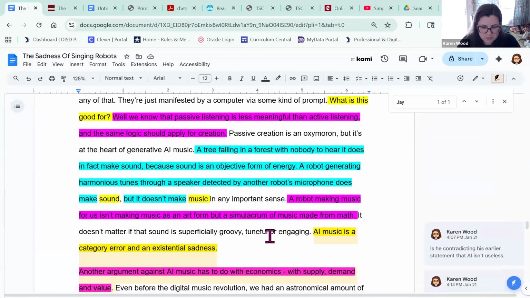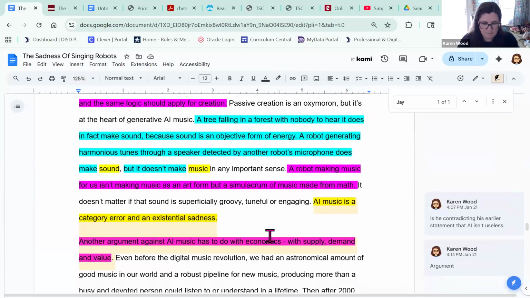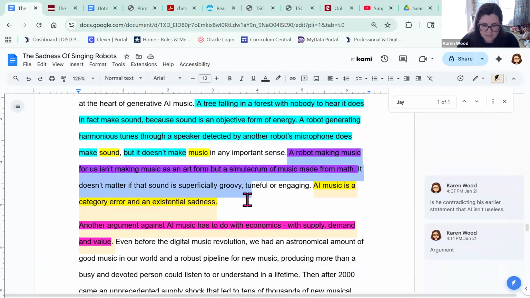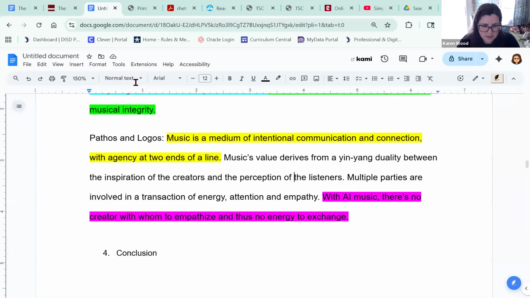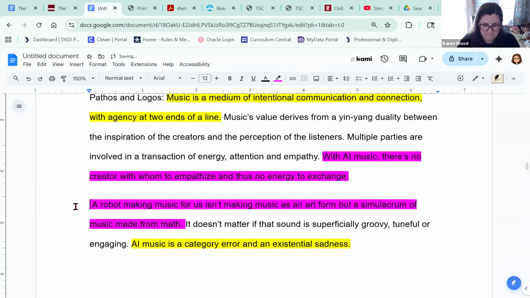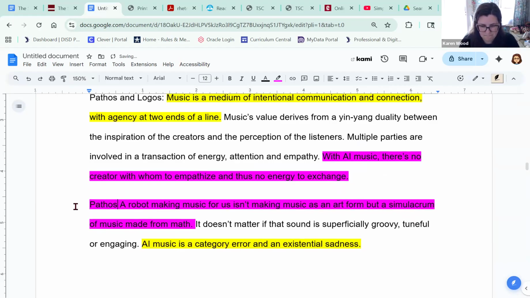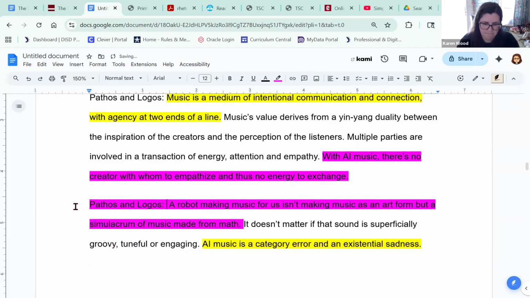All right, let's look at the last one. This is another, looks like pathos and logos. I think that's good. All right.